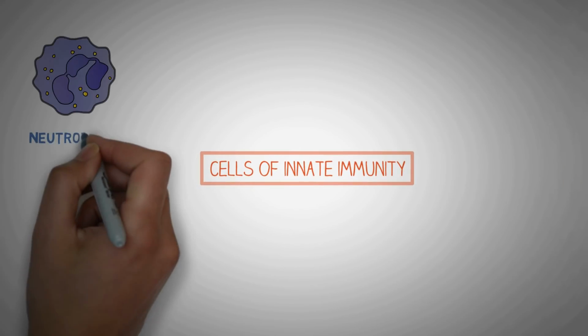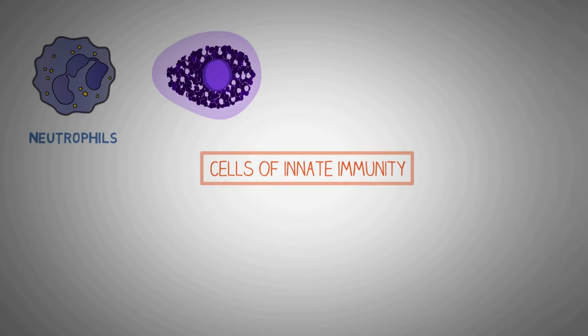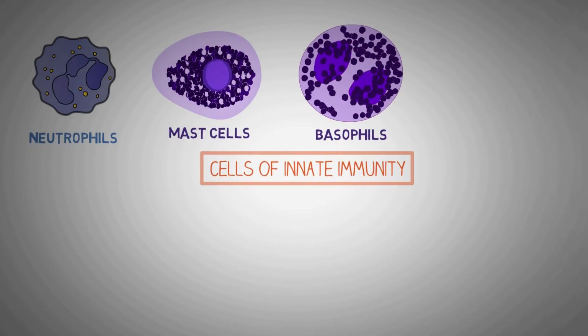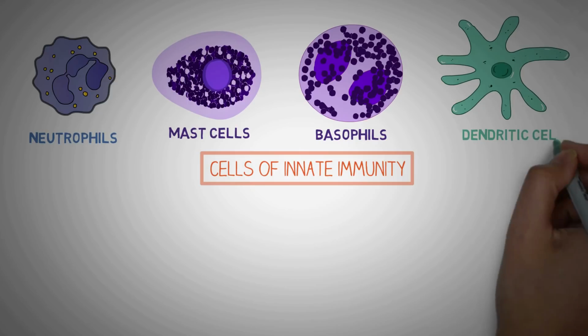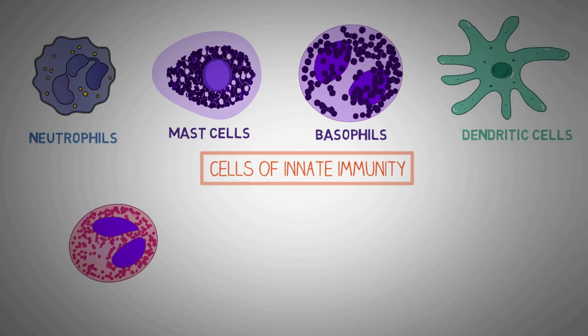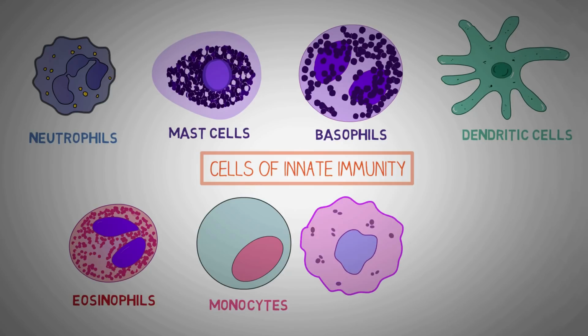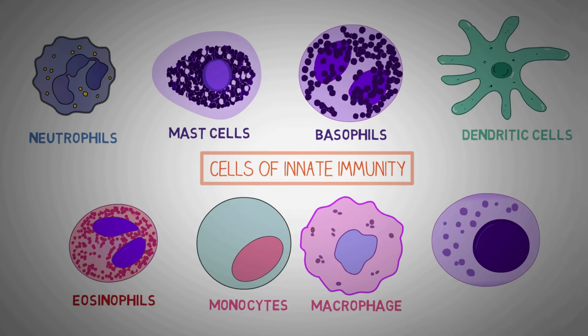The different types of cells in our innate immune system are neutrophils, mast cells, basophils, dendritic cells, eosinophils, monocytes, macrophages, and NK cells or the natural killer cells. All these cells are a type of white blood cells or WBCs, also known as leukocytes. Leuko meaning white and cytes meaning cell.